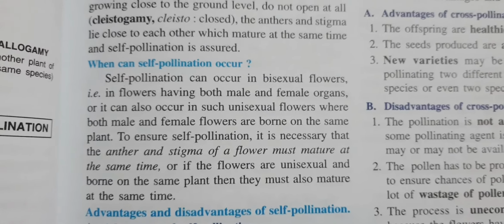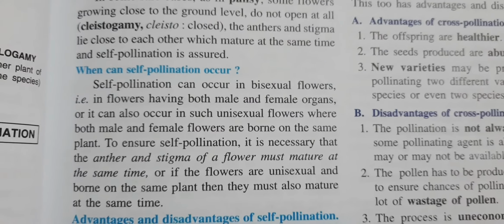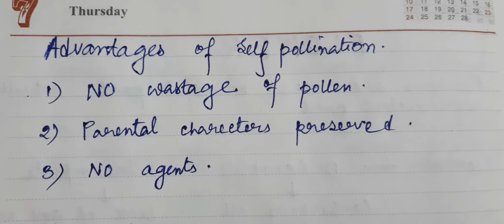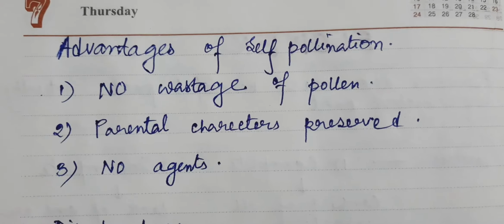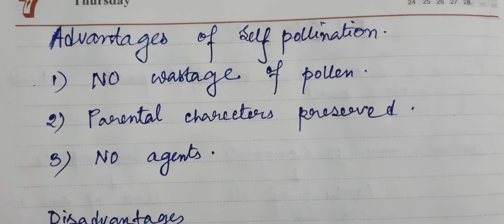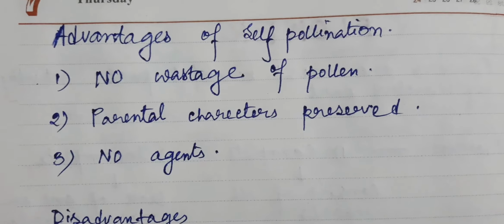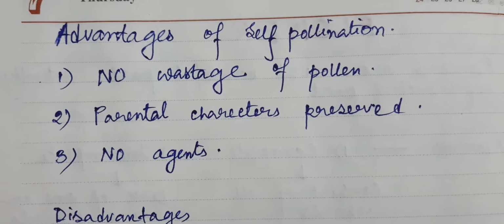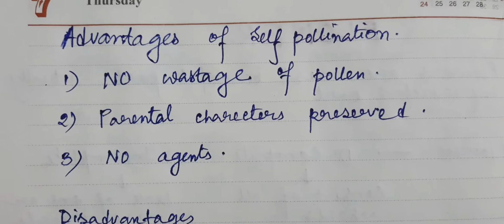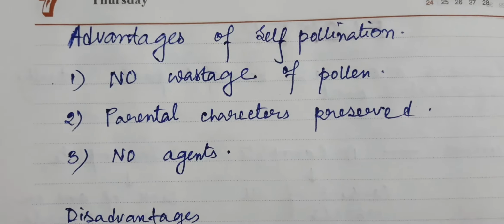Self-pollination can occur in bisexual flowers like China rose. Why? Because there both the male and female organs are present. What are the advantages and disadvantages of self-pollination? As a small amount of pollen is produced in self-pollinating flowers, there is no wastage of pollen grains. Next, as the same genetic constitution comes from the parent to the offspring, the parental characters are preserved. And in self-pollination, we don't need any agents. Agents means those which help in transferring the pollen grains, like wind, water, any insect, bees, etc.